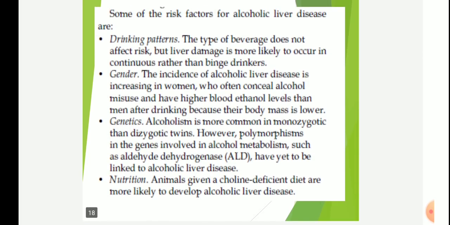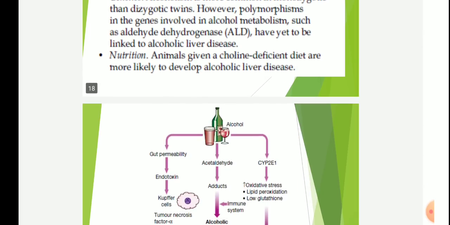Genetics: alcoholism is more common in monozygotic than dizygotic twins. Nutrition: it basically depends upon good nutrition. Poor nutrition will lead to a cirrhotic liver at a faster pace. Those given a choline deficient diet are more likely to develop alcoholic liver diseases.